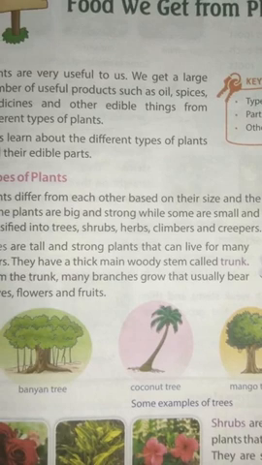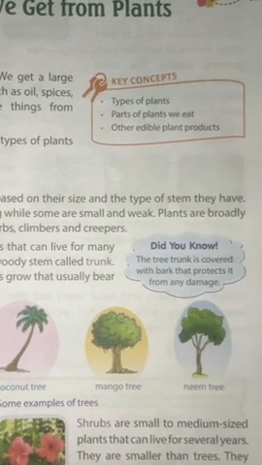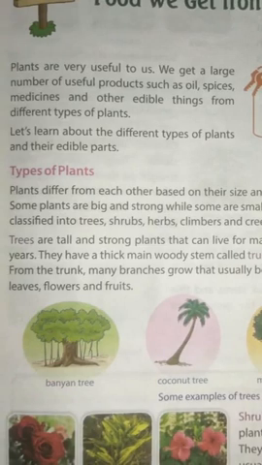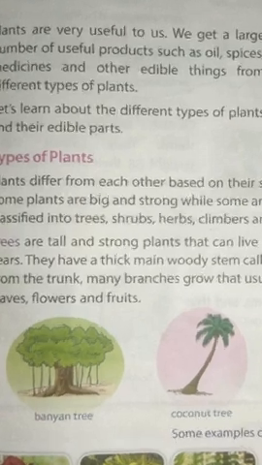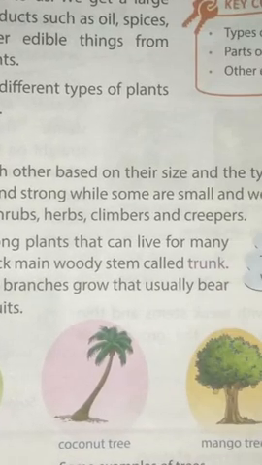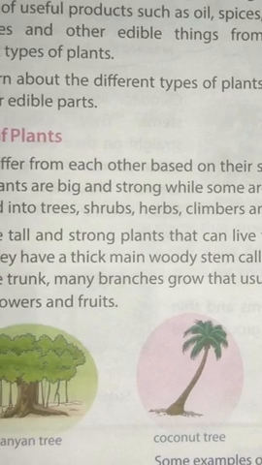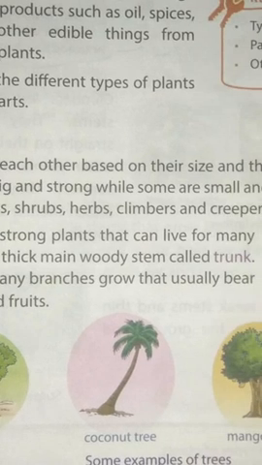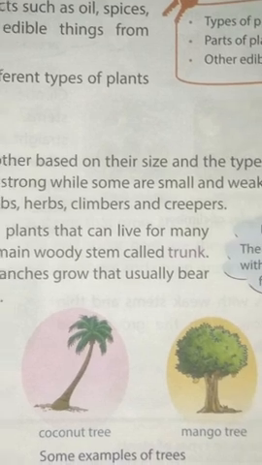Plants are broadly classified into trees, shrubs, herbs, climbers, and creepers. So different types of plants: trees, shrubs, herbs, climbers, and creepers.